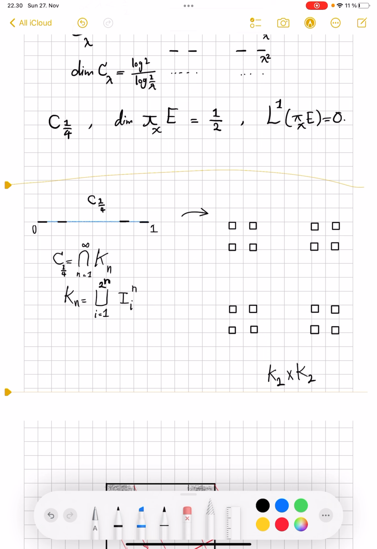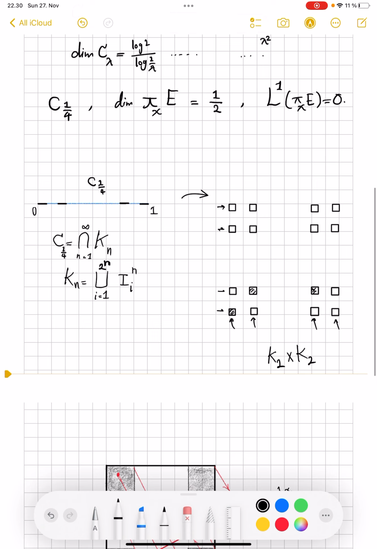So K2 will be 4 intervals, just the intervals, of 1 over 4 to the power 2 length. And then if you multiply it with itself, that means you put the same intervals in the same positions on the y-axis, and every square that is made up of these will be included here. And this is the same argument if you replace this with n.